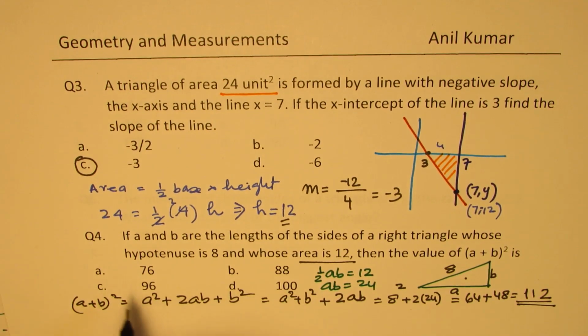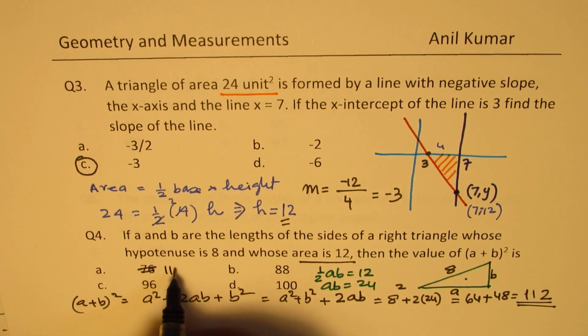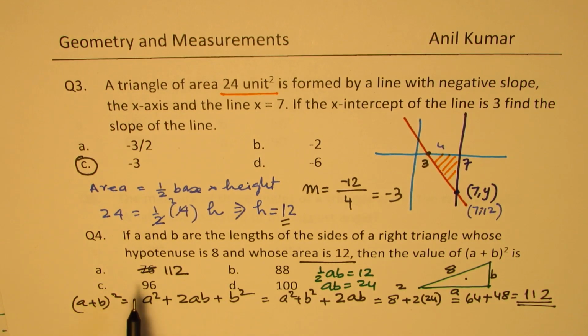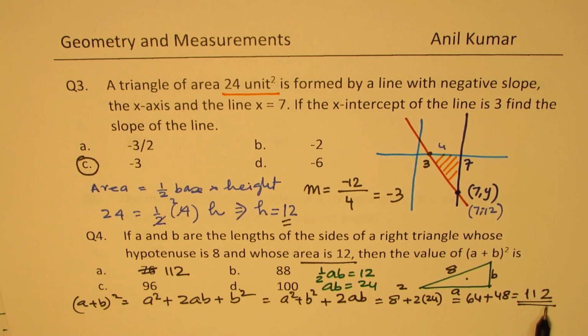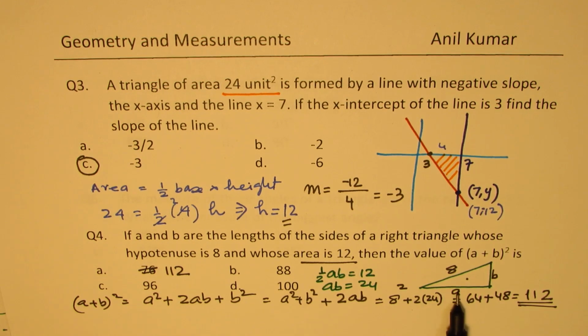So the answer is actually missing here. Let me just write this as 112. Sorry for this, the answer written is wrong. The option should have been 112 units square. So I hope you get it. A square plus B square is 8 square. Area of a triangle is half base into height, which is given to us as 12. So AB will be 24, 2AB will be 48. So we have to add 48 to 64 to get our answer. So the answer should have been 112. Is that clear? So that is how it should have been done.